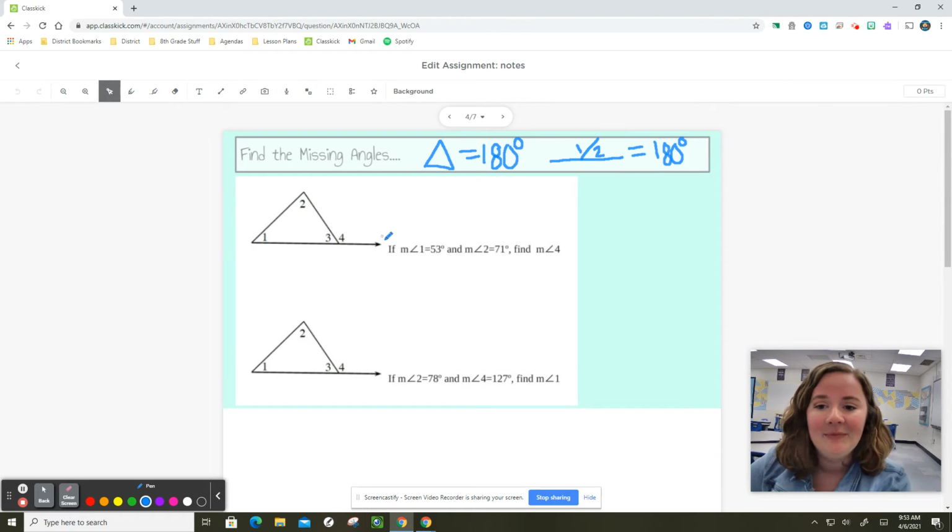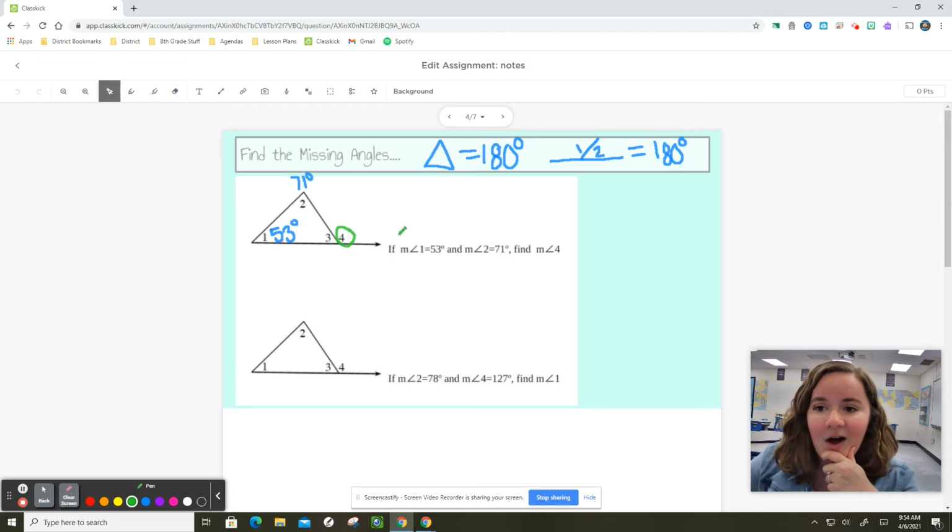So first up, let's read it. If the measure of angle 1 is 53 degrees, and if the measure of angle 2 is 71 degrees, find the measure of angle 4. So we're looking for angle 4, and I'm circling that in green, just so we can keep track of things.